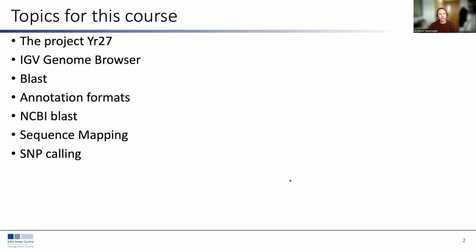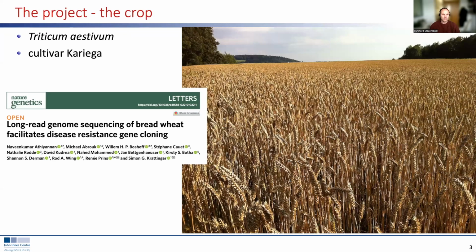All right, quickly recapitulate about the Cariha genome. This is a wheat genome that was published along with this paper that you can see here. That work has been done in a collaboration between Simon Kratinger's group at KAUST in Saudi Arabia and Wendy Prince's group in South Africa. Cariha is a wheat accession that is being grown in South Africa. So we're talking about Triticum aestivum, the bread wheat genome.